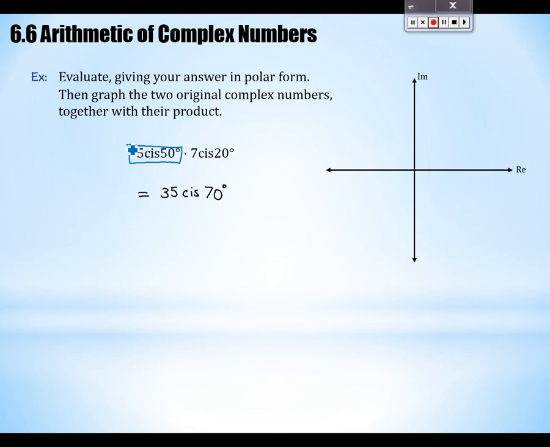So let's just draw the picture too. 5 cis 50, let's say that looks like this. And in green, 7 cis 20 looks like, I don't know, like that. So here's 20 degrees. And here's our 50 degrees. And we'll draw the product in red or something. At 70 degrees we have, so we're adding the two angles together.